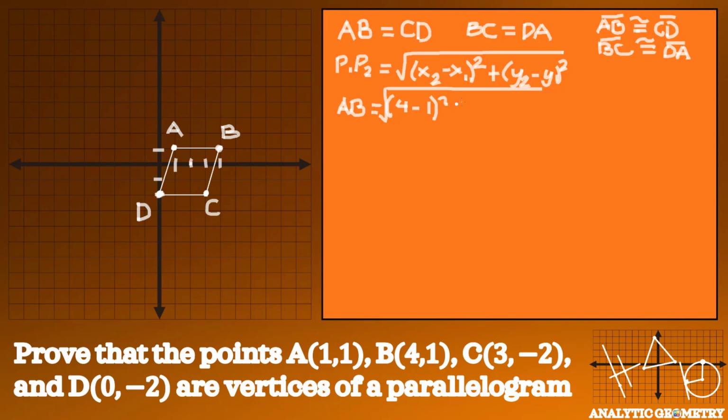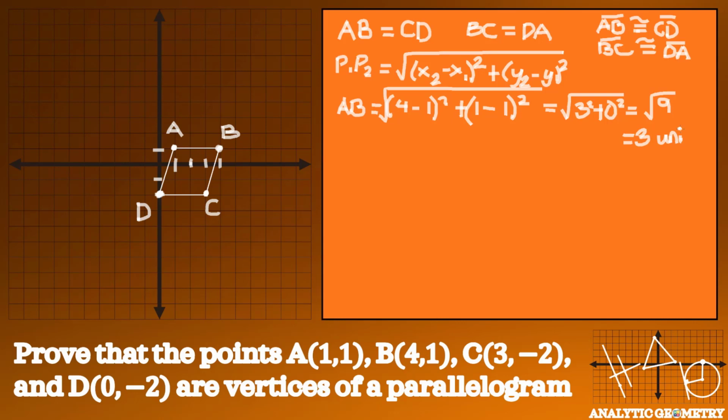You square that. Plus, on the other side, you'll have 1 as our y sub 2 minus our y sub 1, which is also 1, and you square that as well. This will give us a result. We have the square root of 3 squared plus 0 squared. That's actually the square root of 9, which will give us 3 units. Let me just show it: square root of 9 is equal to 3 units.